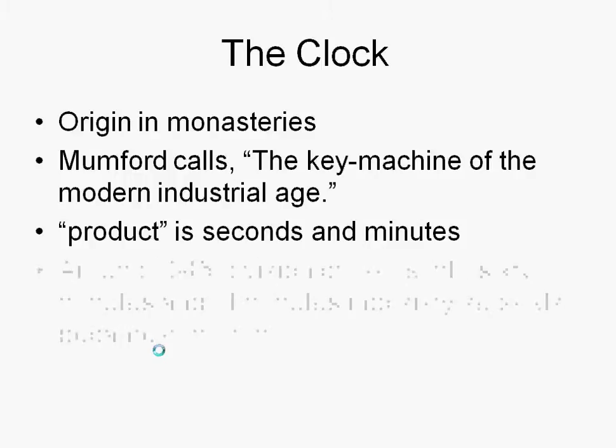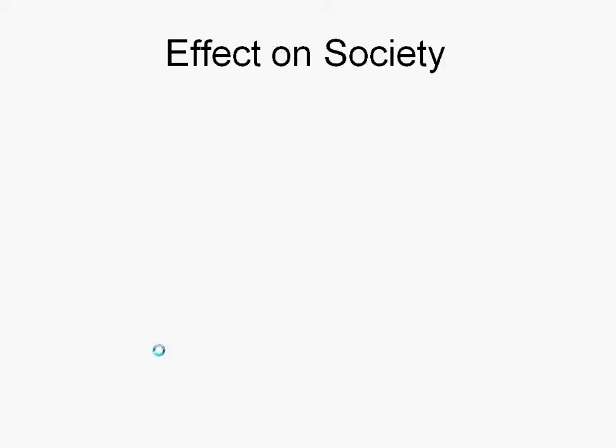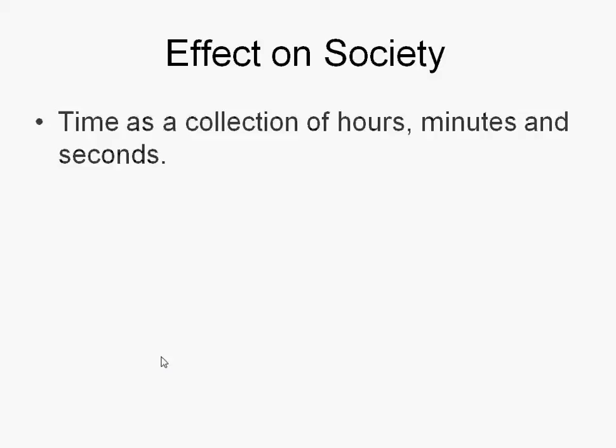Also, it was probably around 1345 that the division of hours into 60 minutes and of the minute into 60 seconds became common. Really, what we want to do is look at the effect that the clock had on society. Time began to transform into a collection of hours, minutes, and seconds. It'd be hard for us to imagine what life would have been like before this was the case, how different our conception of time might be.